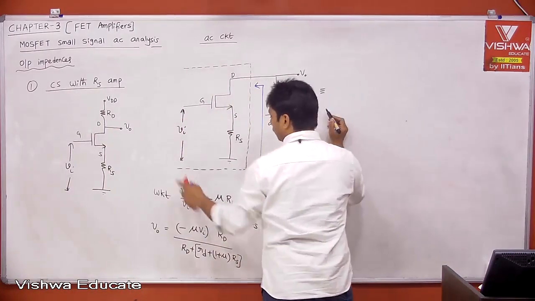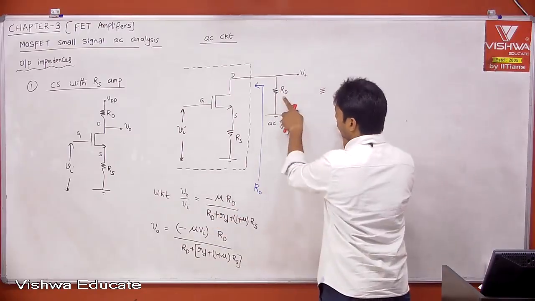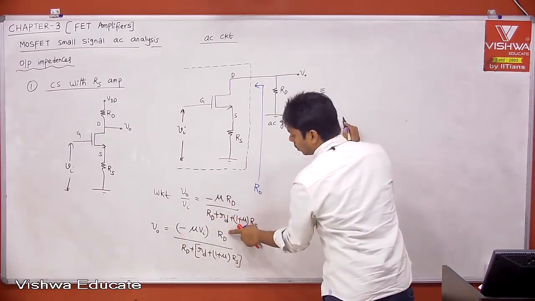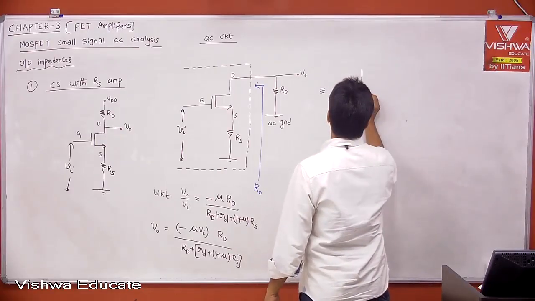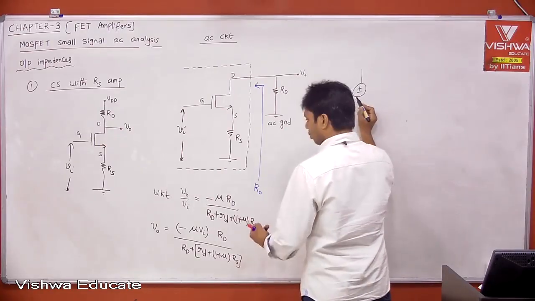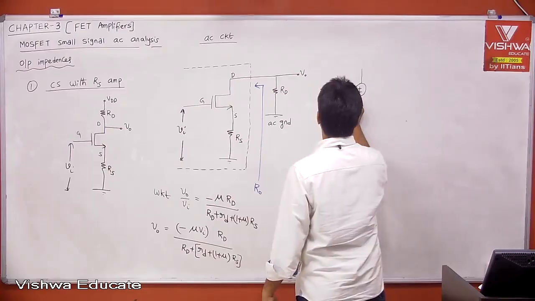Therefore, can I equivalently represent this? Indirectly I am replacing the black box with this. This is V naught across RD, with the source of this. Then can I write it like this? It is a kind of modeling. This is minus mu into Vi.